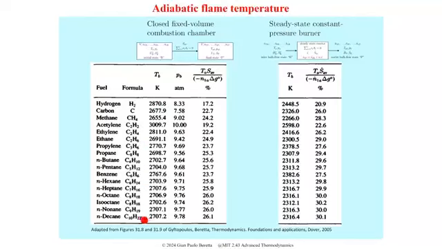Temperatures are very high, and pressures of the order of 10 atmospheres. And here that ratio is indeed in the range that I said. For the steady state flow burner, the adiabatic flame temperatures are lower, and the irreversibility is higher.